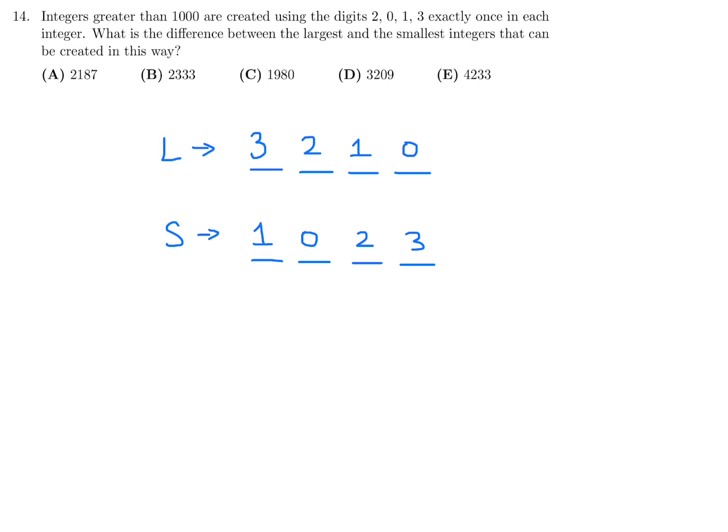And now they want me to subtract them. They want the difference. So 3210 minus 1023, and that is equal to 2187. And therefore, number 14, the answer is A.